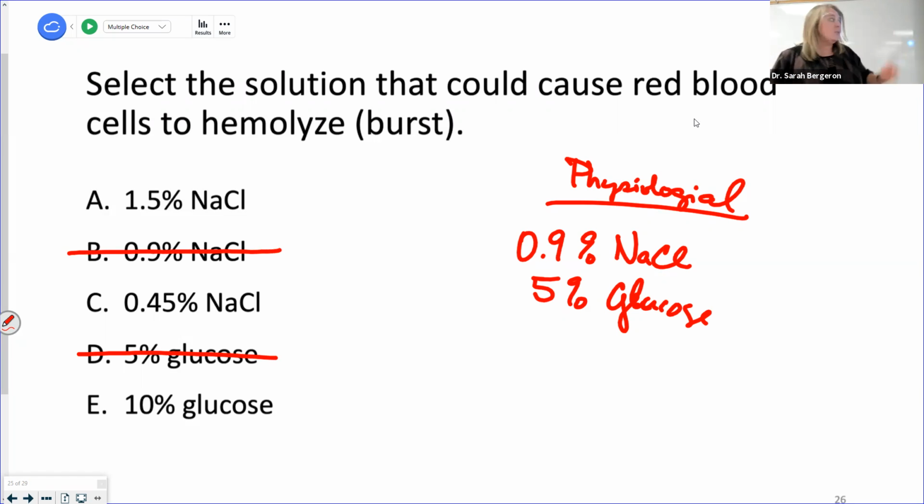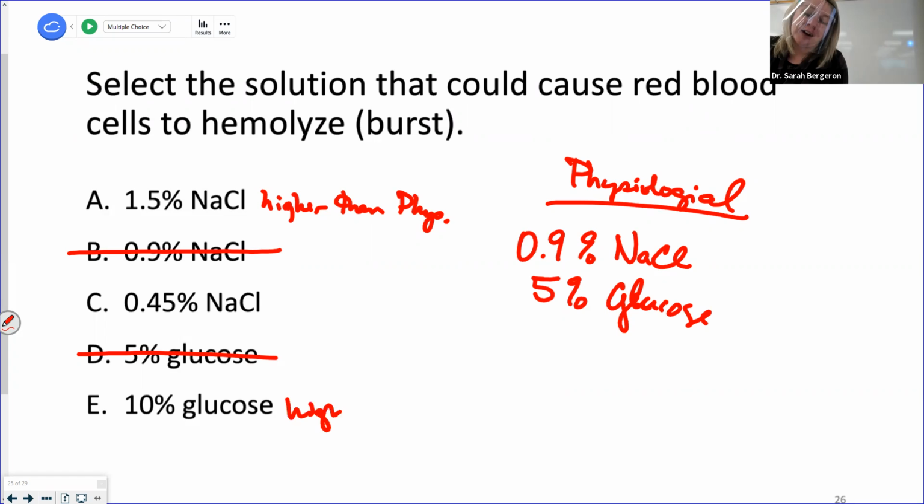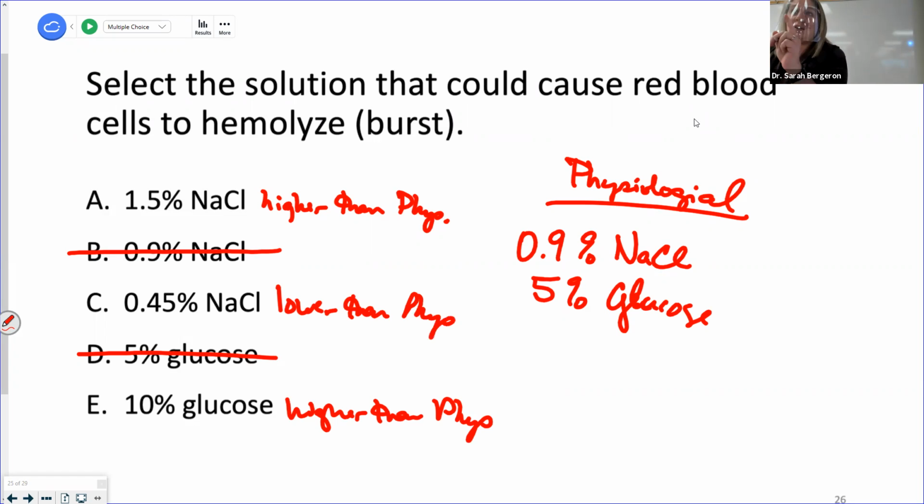Okay, I'm going to show you a test taking tip. One of these is not like the other 2. Which one is not like the other 2? C, why? So 1.5 NaCl is higher than physiological, right? 10% glucose is higher than physiological. 0.45 NaCl is what? Lower than physiological. Even if you didn't know what to do, that should be a red flag.